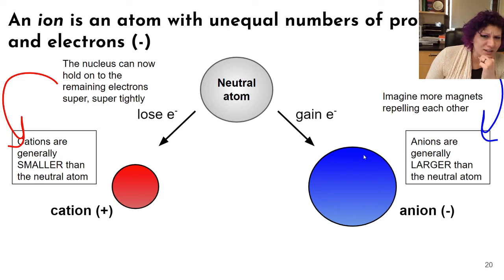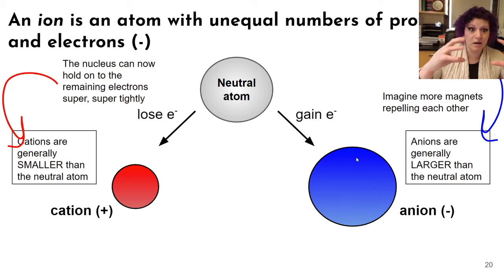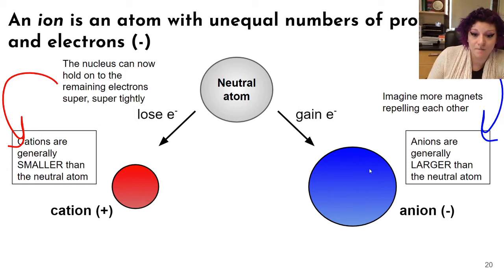All right, anions are generally larger because, y'all, if we add electrons to other electrons, that's a lot of negative charges just floating around. They're going to repel each other. They're going to try to socially distance. They're going to try to spread out. And when they spread out, they make the atom bigger. So they repel each other, they socially distance, and the anion is bigger.